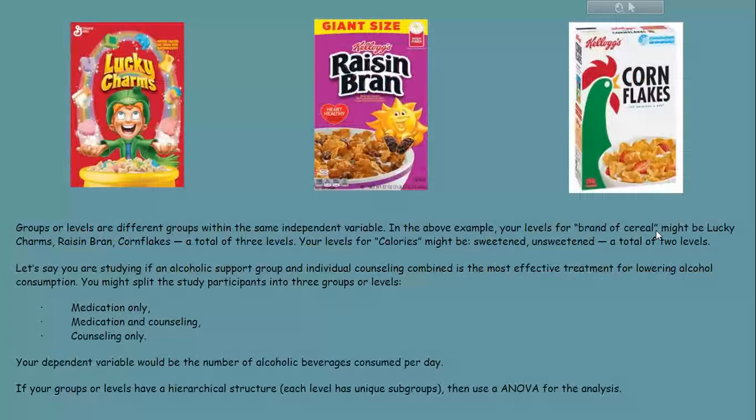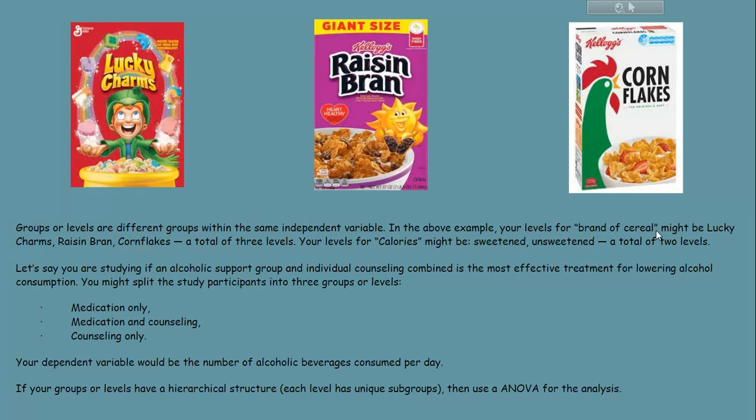Groups or levels are different groups within the same independent variable. So in the above example that we talked about earlier, we're looking at brands of cereals. And those might be Lucky Charms, Raisin Bran, or Corn Flakes. And so that's a total of 3 levels. Your levels for calories might be sweetened and unsweetened. And that's a total of 2 levels. So that's how we can determine that.